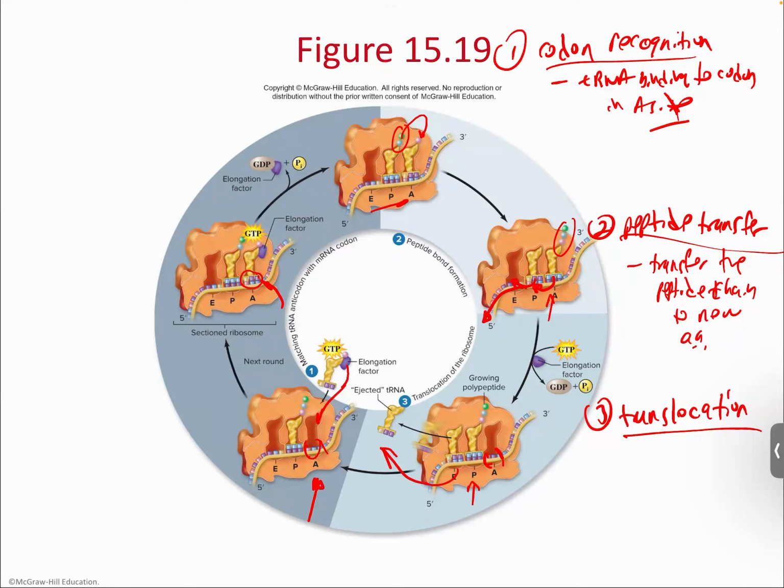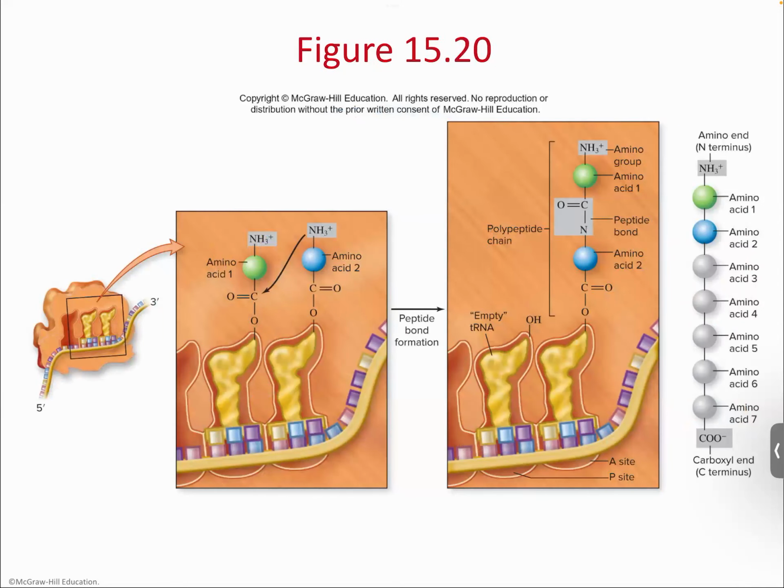This will go and get recharged by going back to the aminoacyl tRNA synthetase to get another amino acid attached to it. And then at this point, you start it all over again. You do codon recognition for the next codon in line. You continue this cycle over and over and over again until you hit your termination signal, which is easy in translation, much more so than other things.